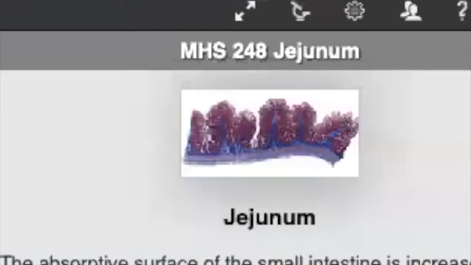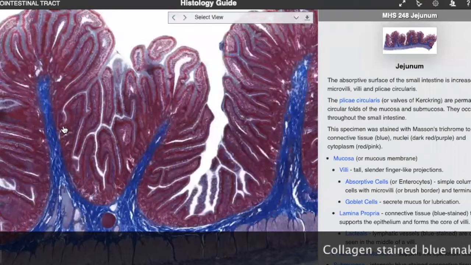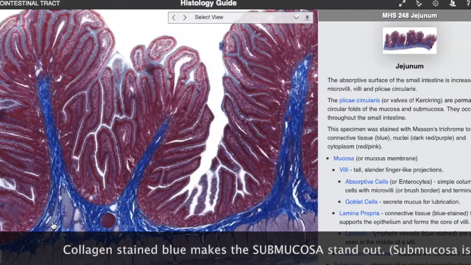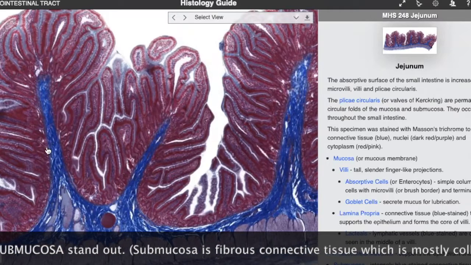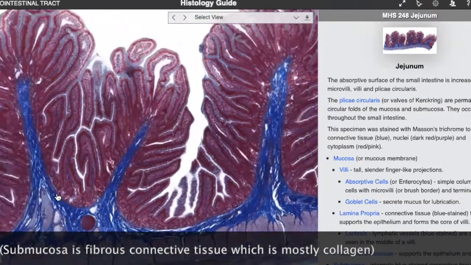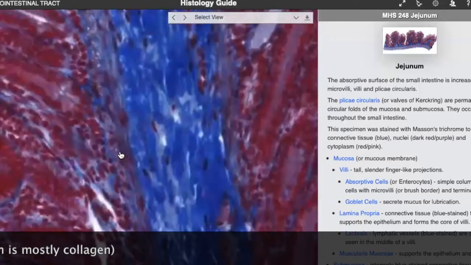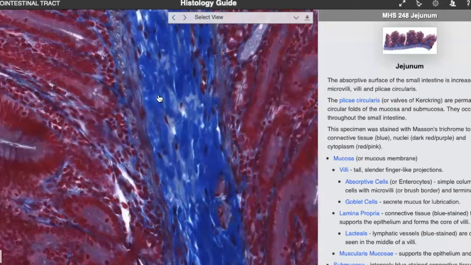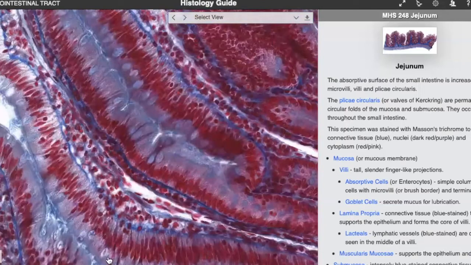Next region, 248. This is a nice sample because the collagen fibers are stained blue. So the submucosa is very easy to pick out right here. The submucosa is going to extend into those circular folds, or plicae circularis. And on top of that, if we look really close, we'd see the muscularis mucosal layer over here, and then this would be the mucosal layer lined with the villi that we're looking at here.